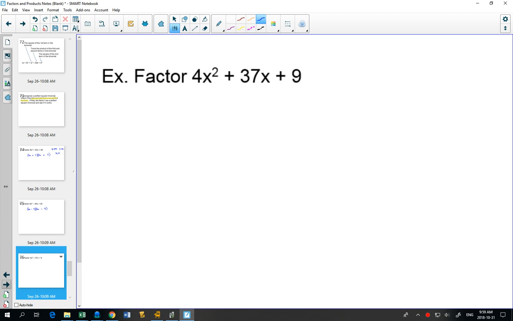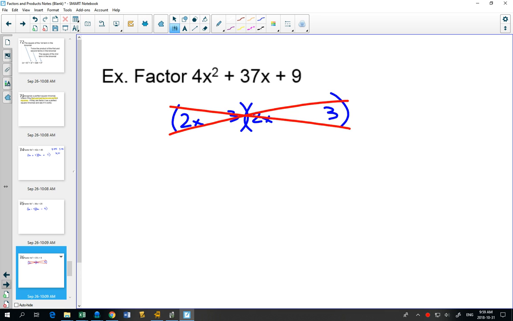So again, in this one, the first term is a perfect square. The last term is a perfect square. There's no common factors. So I'm going to try factoring it as a perfect square. What happens? It doesn't work. Because the outside is 6, the inside is 6, and 6 plus 6 does not add to 37. So in this case, now, we tried our shortcut and it didn't work.